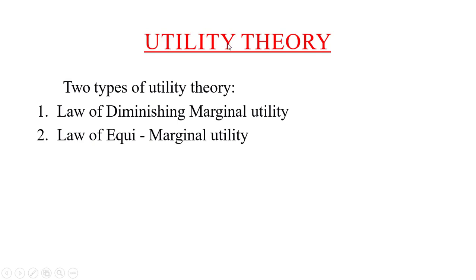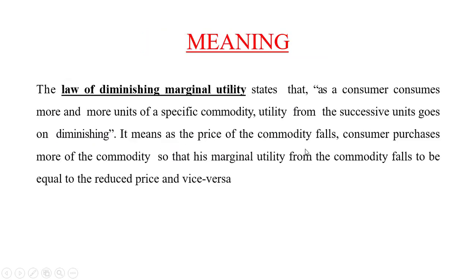Now first of all, I'll tell you what is the meaning of this utility. Utility means any kind of satisfaction which you get by consuming some kind of goods. In simple words, utility means satisfaction. Whatever goods you are consuming, the satisfaction what you get by consuming that goods is called the utility. And this utility theory is of two types, that is law of diminishing marginal utility and law of equi-marginal utility. So let's discuss this in detail.